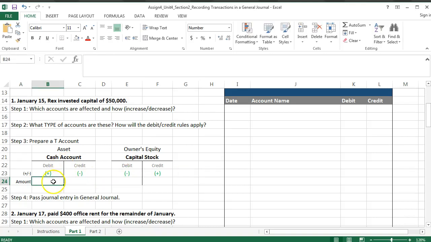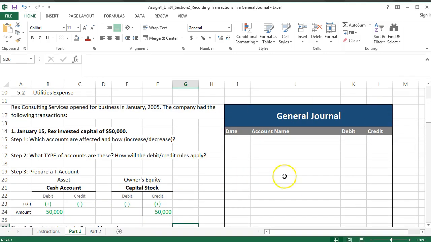And then the third row is the actual amount. We have $50,000 that we are going to increase with cash. So we're going to debit our cash account for $50,000. And we're also increasing the value of our company through stock, or in our capital account, which is a credit to capital stock. Okay, then you'll notice step 4, we're actually going to pass the journal entry.